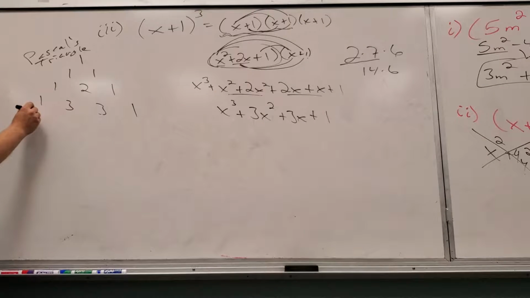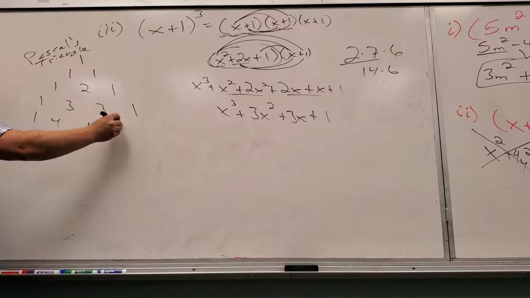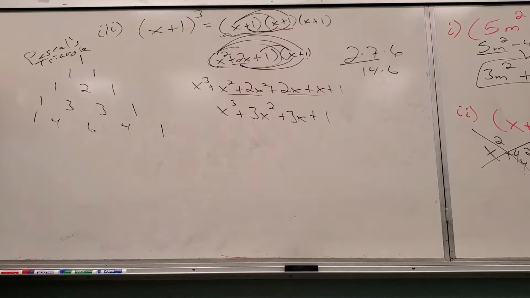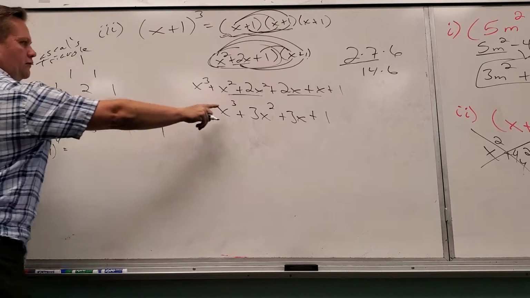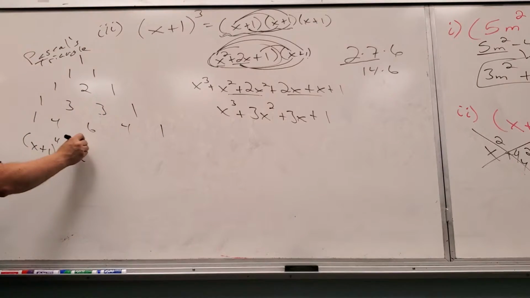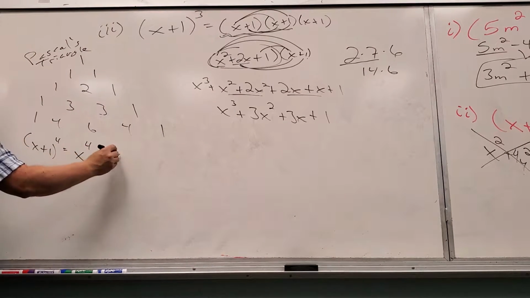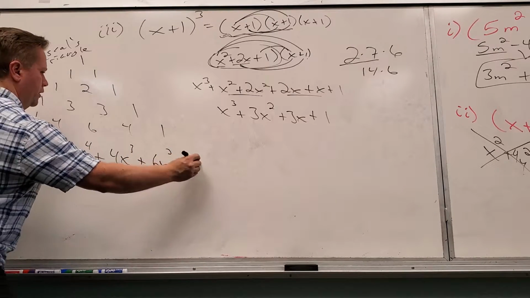What would the next line be? 1, 4, 6, 4, 1. Right? So if I had x plus 1 to the fourth, it would start off with the highest power. See how the powers go down? So it'll be x to the fourth plus 4x cubed plus 6x squared plus 4x plus 1.